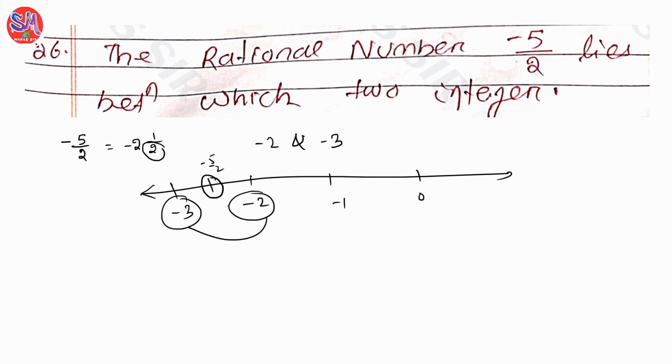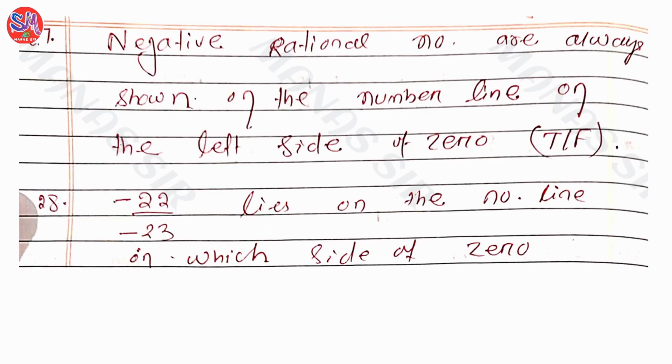Okay. Next question. Negative rational numbers are always shown on the number line on the left side of zero. Always correct. So true. Minus 22 by minus 23 lies on the number line on which side of zero? That is the right side, because this is a positive rational number. So the answer is right side.